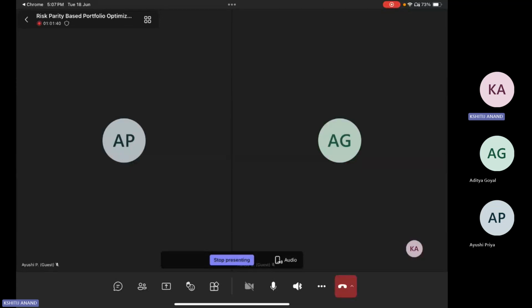So what is the basic intuition behind entropy pooling? We incorporate our views on top of the historical driver. You can understand the code and how to implement it, but the basic intuition should be clear. You got the basic intuition, right?